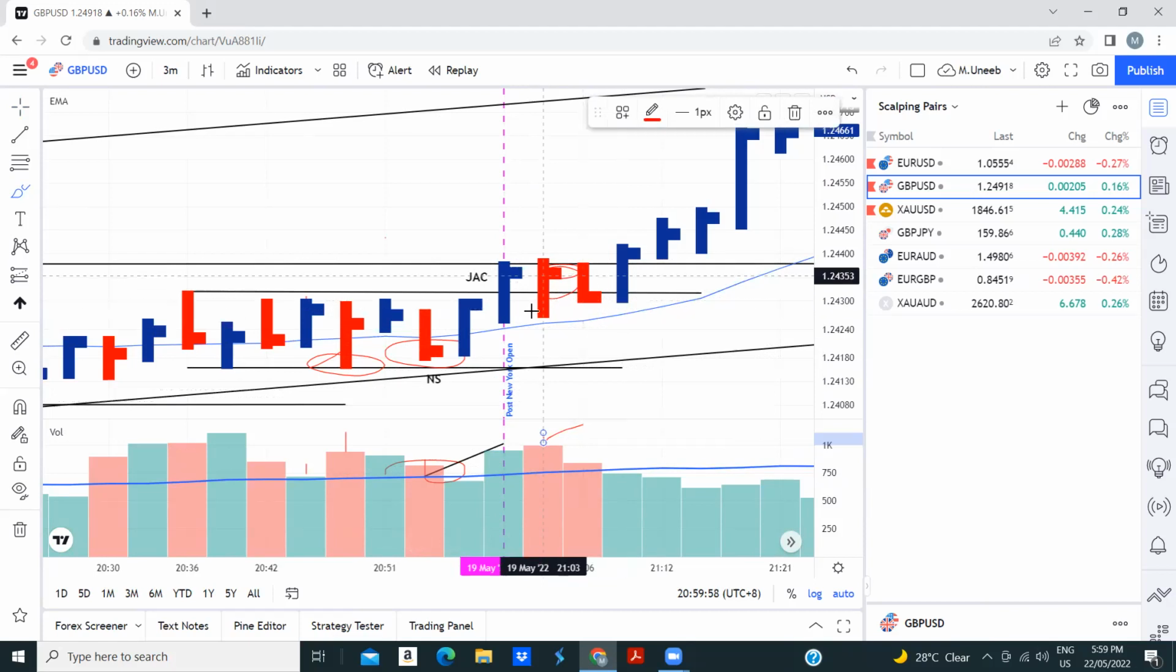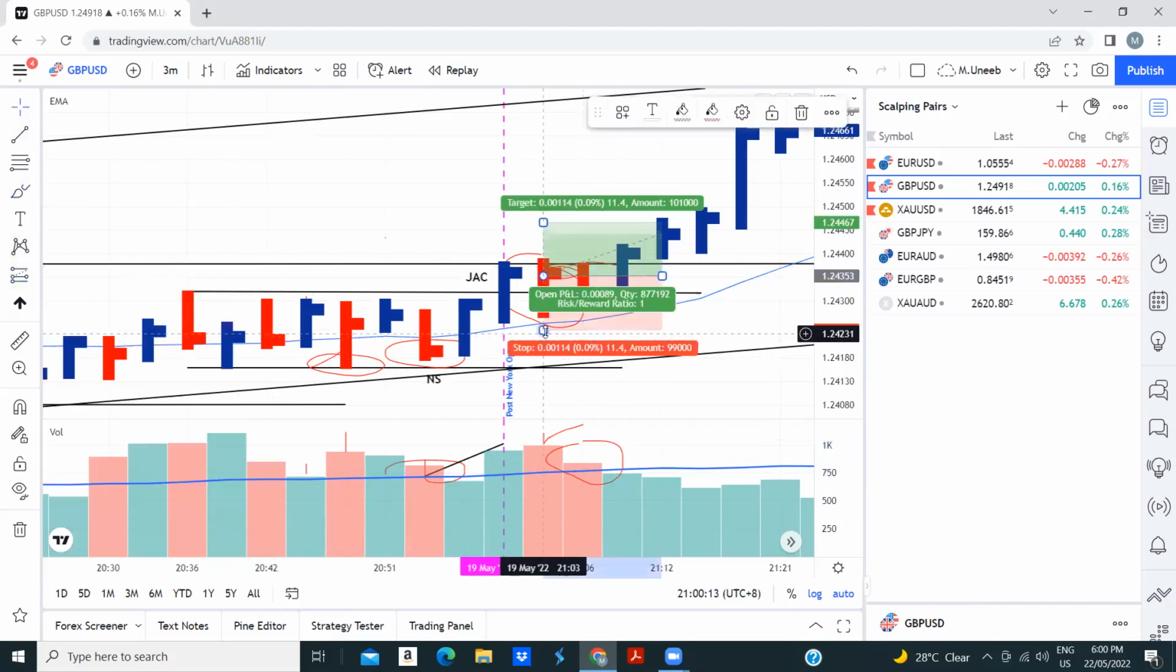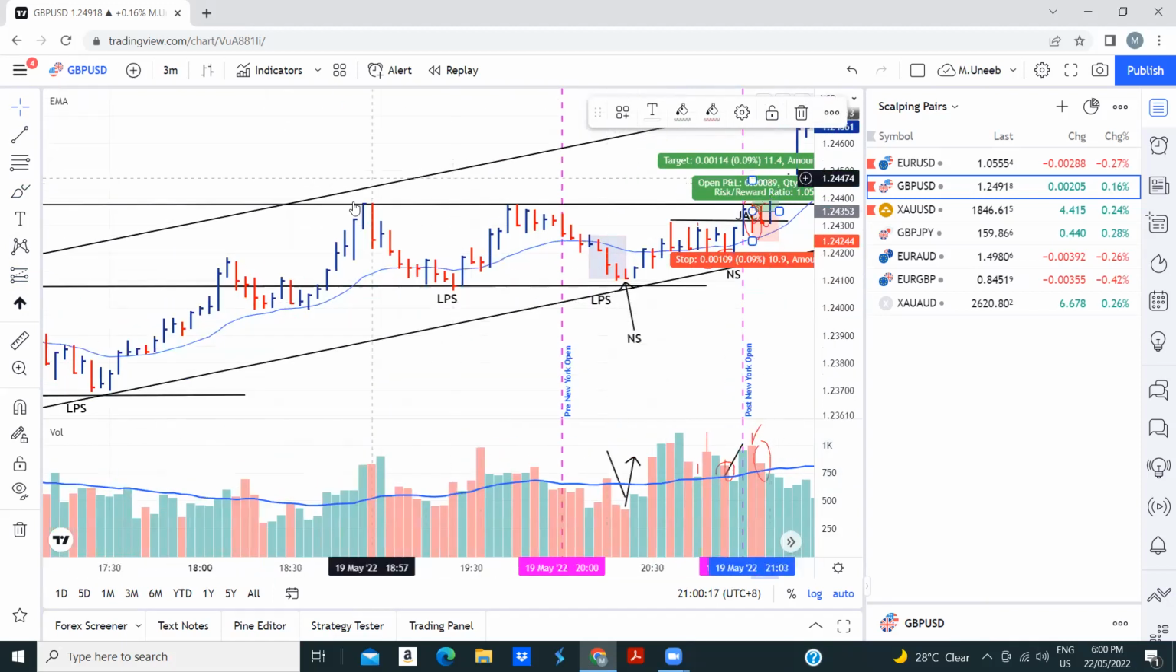And then after this, we can call it what? Effort versus no result. So we can either enter on this point or we can enter on this point. This is no supply. Got it? We have two entry opportunities. Okay. So now we will enter, let's suppose right over here. Our stop loss would be placed below this one, right? And what would our target be? Our target would be the overbought line of this, right?